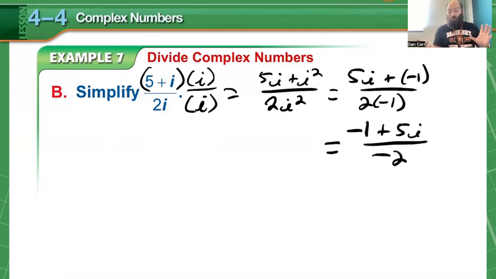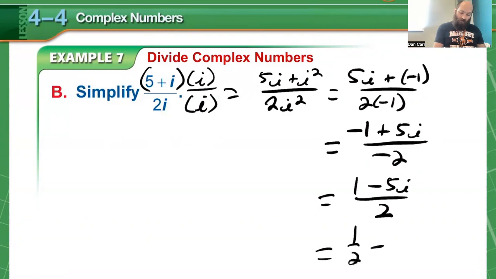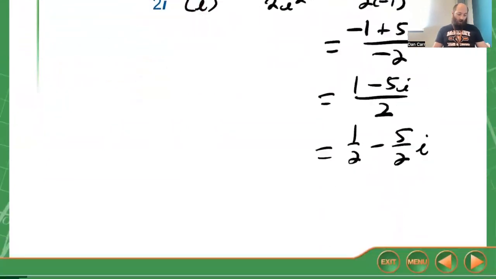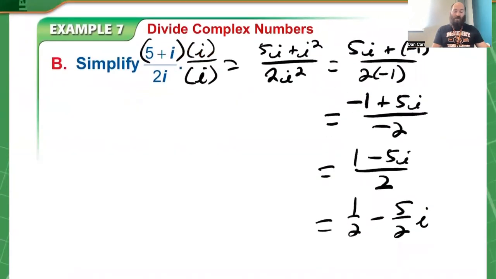You could redo this a little bit because you're dividing by a negative 2. That means this could turn into a positive 1 minus 5i all over 2. Or I can separate it as two fractions, 1/2 minus 5 over 2 i. Okay, so that is our last example.